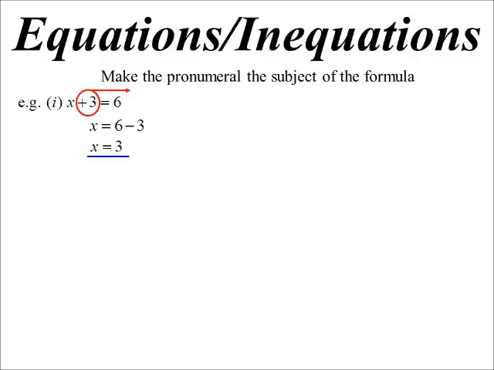Notice I don't write that down, I'm doing that in my head. But that's how I think about solving equations. Rather than saying I'm going to do the opposite, I think of it as moving terms from side to side. And so obviously I get x equals 3.